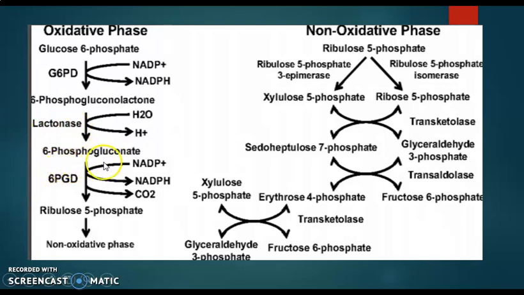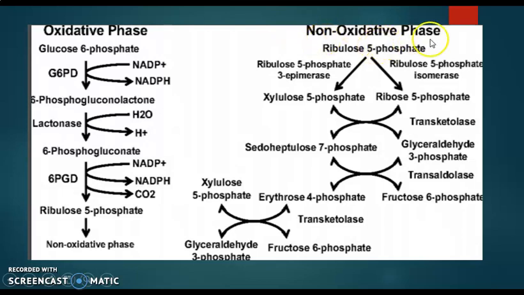And then this 6-phosphogluconate can be converted to ribulose 5-phosphate, and this ribulose phosphate can directly enter the synthesis of nucleotides. It can also enter the non-oxidative phase. So this whole step comes under the oxidative phase. Next we are discussing the non-oxidative phase, in which ribose 5-phosphate has entered.